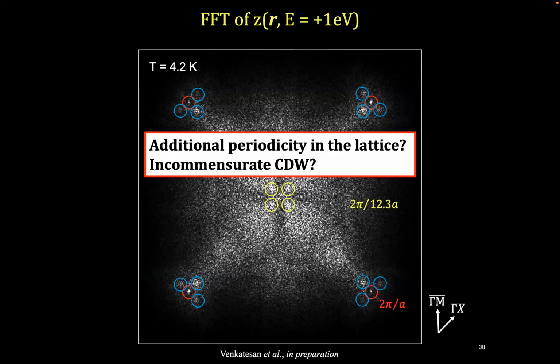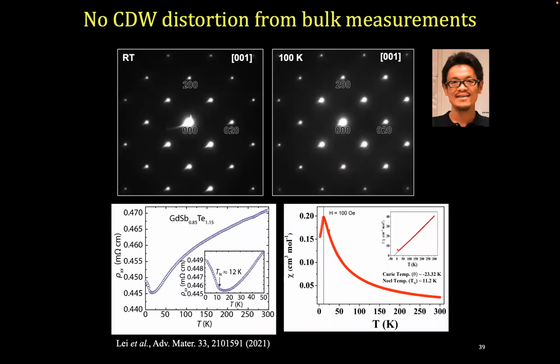So we now know that there is a symmetry breaking in the system, but we want to make sure this is not related to the lattice. So we performed low temperature electron diffraction of the system, and basically they don't show anything additional. It's just the tetragonal symmetry. And then we also looked at the Hall measurement, the magnetic susceptibility, and the specific heat measurement. There is no additional transition, other than the antiferromagnetic transition that we already know.